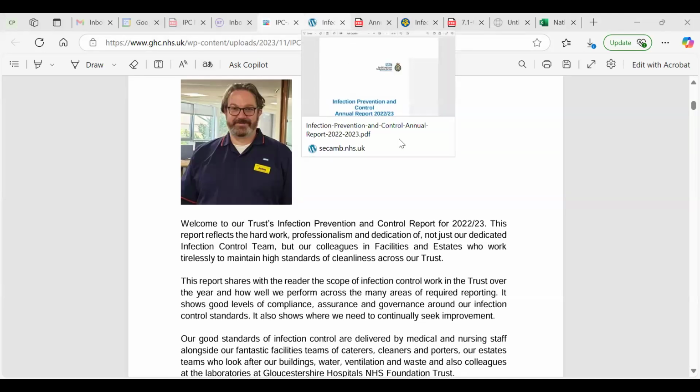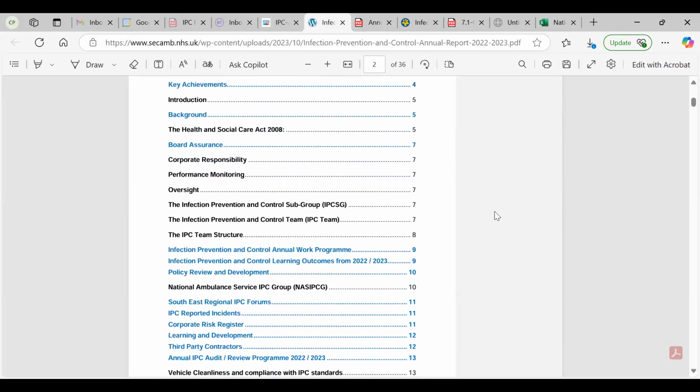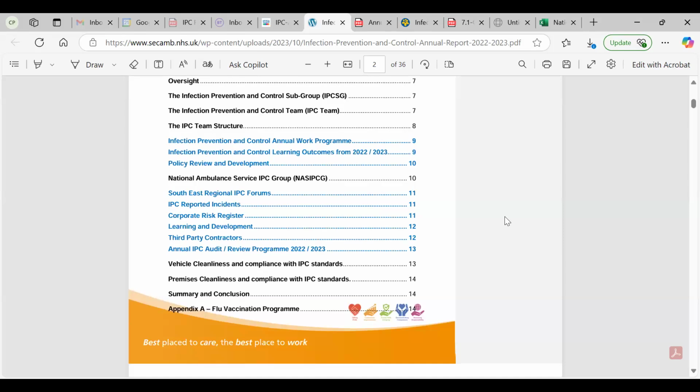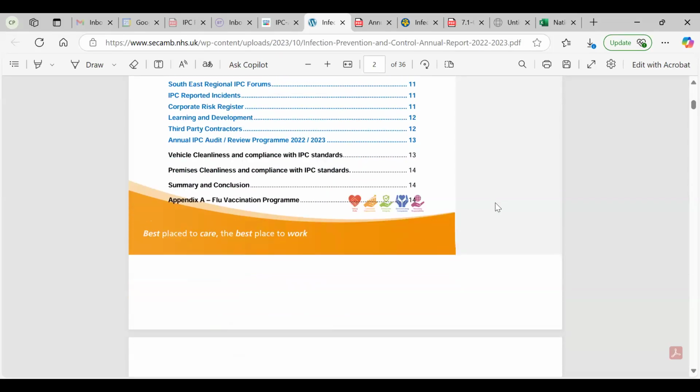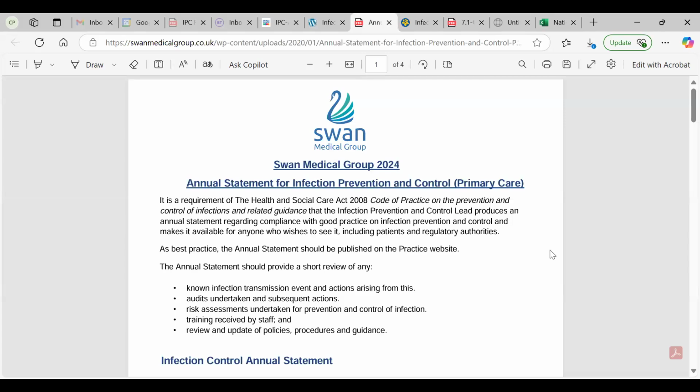The next one I'm going to show you is South East Coast Ambulance Service, and you'll see there's some very similar things in there. It's setting out the responsibilities, the infection control team, the structure. Then they go on to the cleanliness. They include in there their flu vaccination programme, their work programme, incidents, audits, reviews, etc., and quality assurance visits. This is a primary care group, so it's only 4 pages long, but this is the annual statement for primary care for GPs.